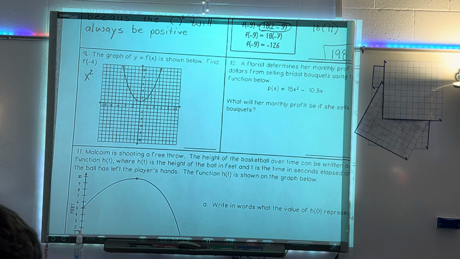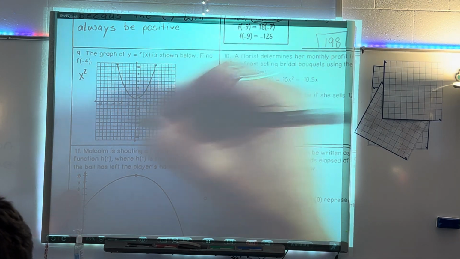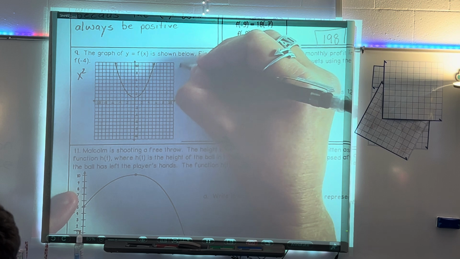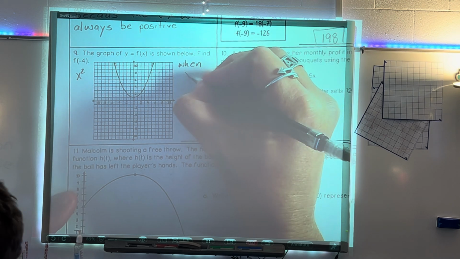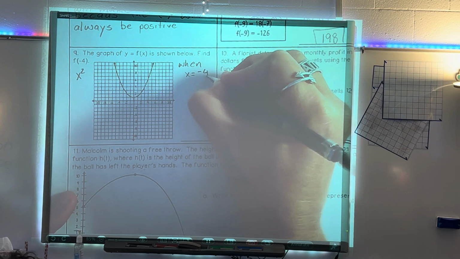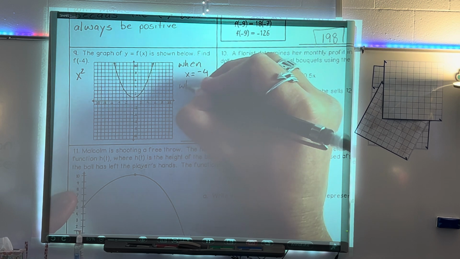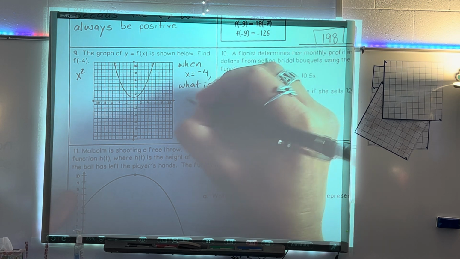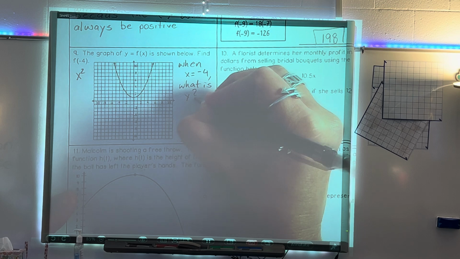So they're saying the graph of y is equal to f of x. So they're giving us the same thing. They're saying y and f of x are the same. Is shown below. And they want us to find f of negative 4. So what they're saying is on the graph, because we have to be able to read a graph, when x is equal to negative 4, what is y? That's what they're asking us.